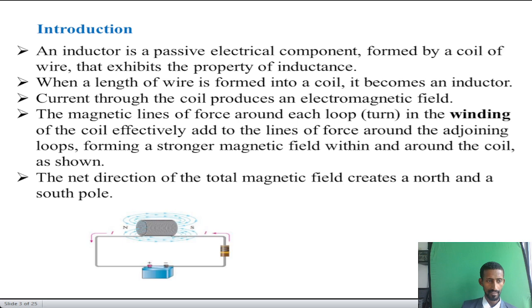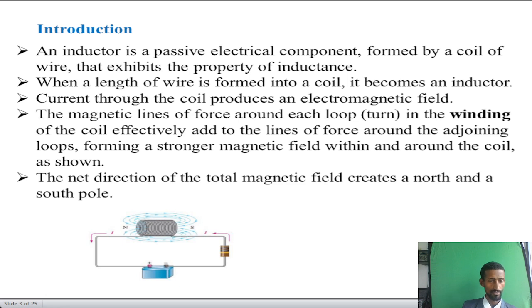A current carrying conductor will induce an electromagnetic field, especially if it is a varying, that means alternating, current. The magnetic lines of force around each loop or turn in the winding of the coil effectively add to the lines of force around the adjoining loops, forming a stronger magnetic field around the coil. As you can see here, it will act like a magnet.